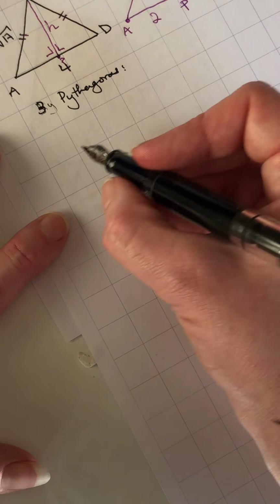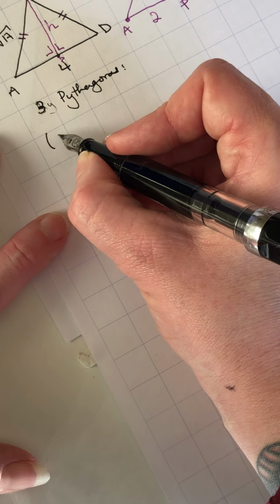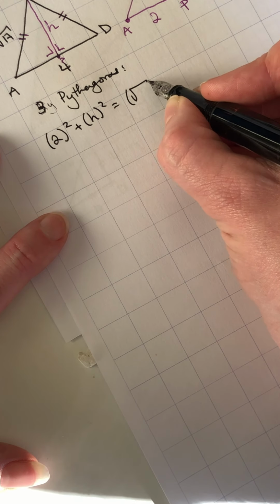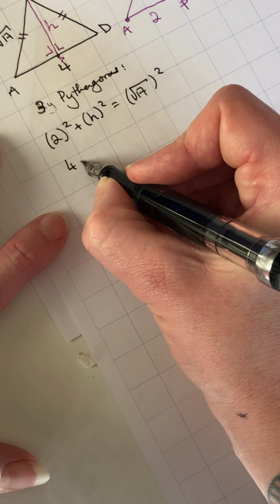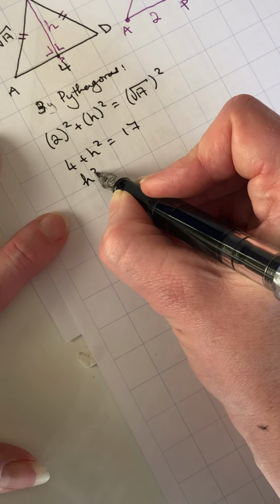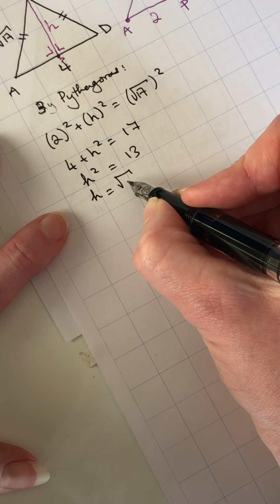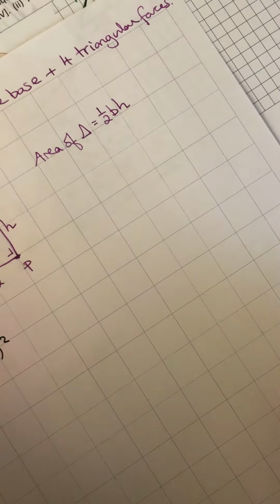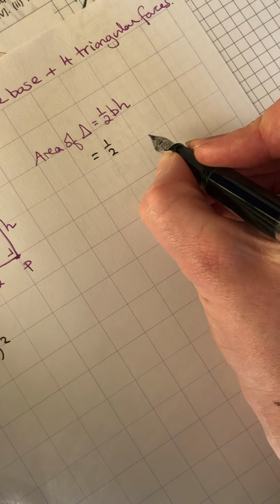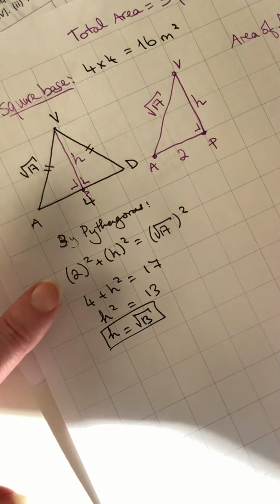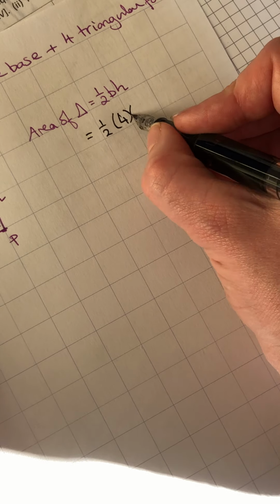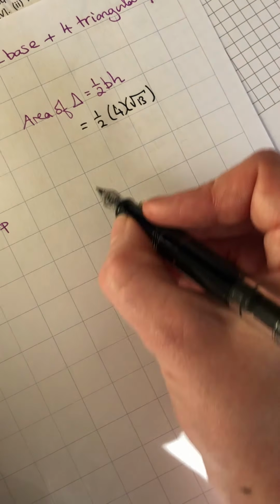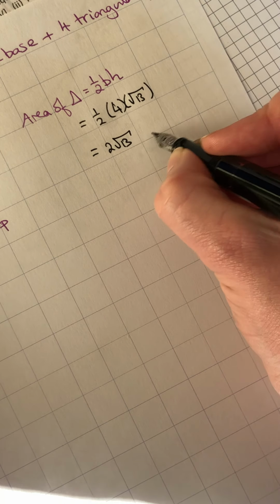it's not the hypotenuse this time. The hypotenuse is the square root of 17. It's the other 2 sides. 2 squared plus perpendicular height, even though it says h, is equal to the square root of 17 squared. And so we get 4 plus h squared is equal to 17, and h squared is equal to 13, and h is equal to the square root of 13. Okay, so now I can find the area of my triangle, which is going to be a half by the base. It's the full triangle we're talking about here, so the base is 4. Half the base by the perpendicular height, which is the square root of 13. And that is 2 root 13 meters squared.